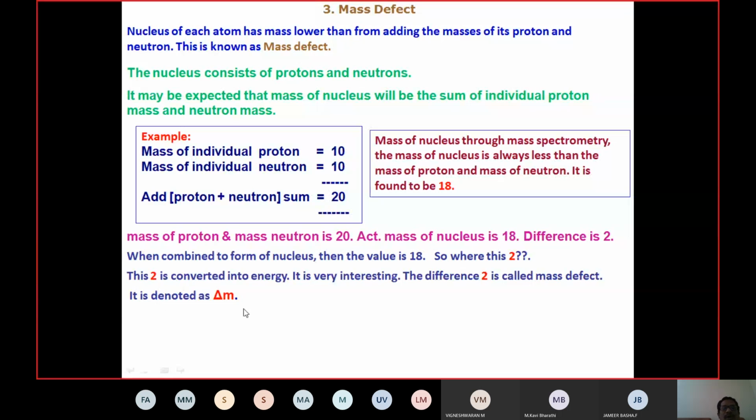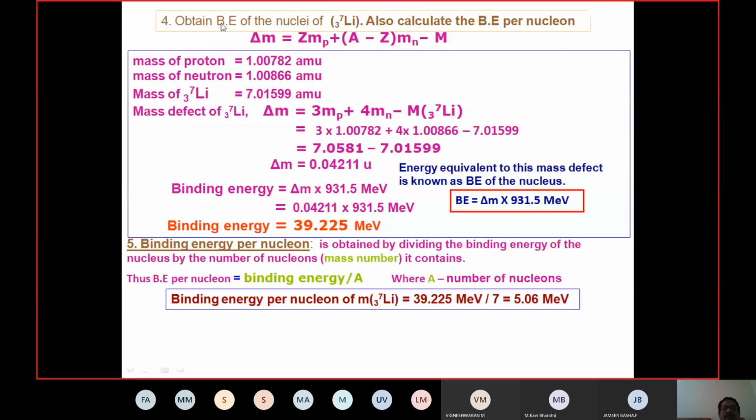Now we are going to solve for the binding energy of the lithium nucleus, and also calculate the binding energy per nucleon. This is our formula: mass defect del M is equal to Z M_p plus (A minus Z) M_n minus capital M. Del M is the mass defect, Z is the atomic number, that means the number of protons, A is the mass number, A minus Z gives the number of neutrons, and capital M is the actual mass of the nucleus.